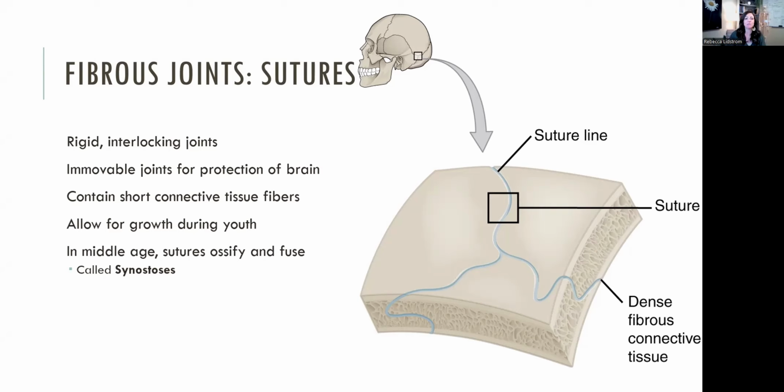But after they fuse together, they are interlocking and non-movable. They're going to have short connective tissue fibers between the suture type joints. About middle age, they start to ossify and fuse, and they are called synostoses when they are fully fused.